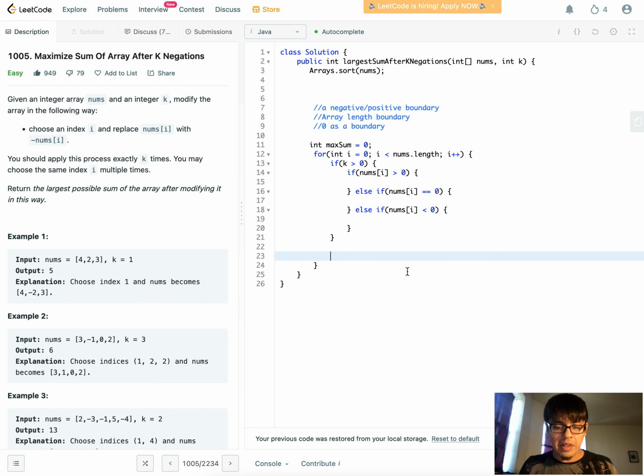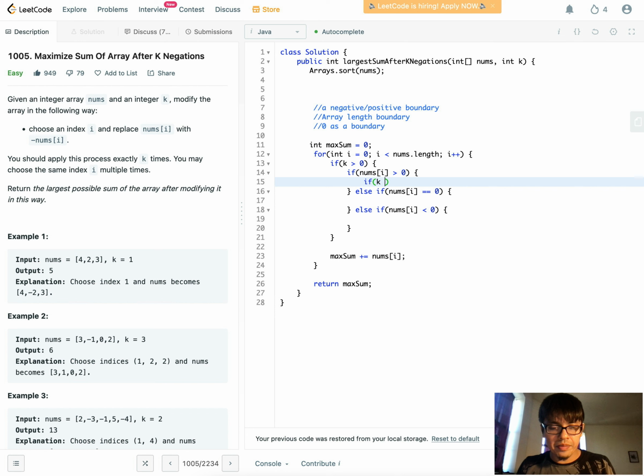We have to remember, through each iteration, max sum plus equals nums of I. Okay, so we want to return this max sum. Let's make sure we return this max sum appropriately. Return max sum. Now, here's the tricky part. This is why I say this is not an easy problem.